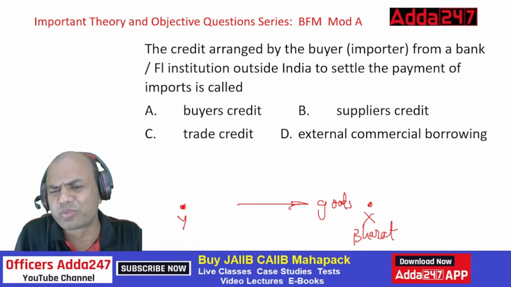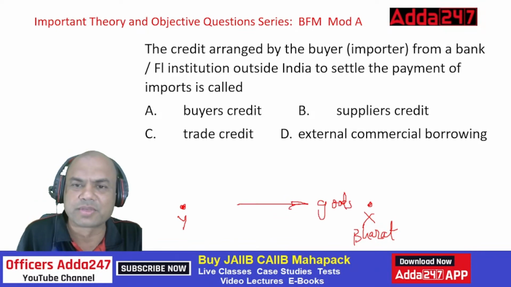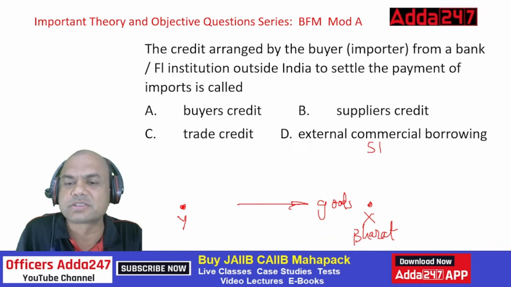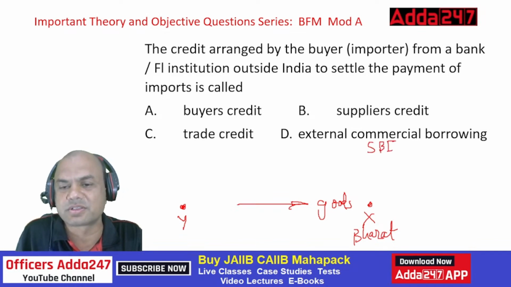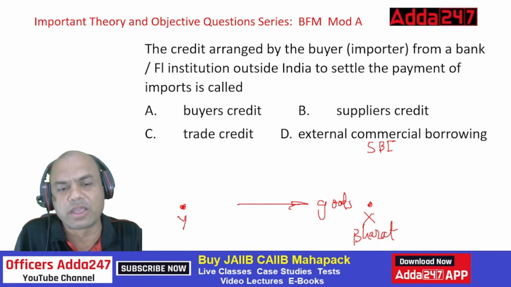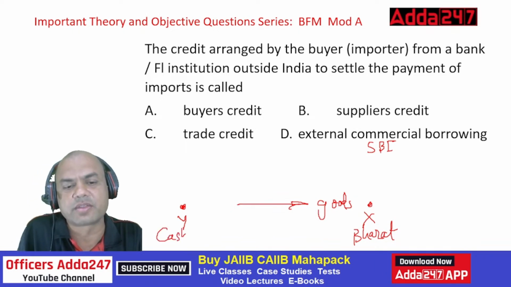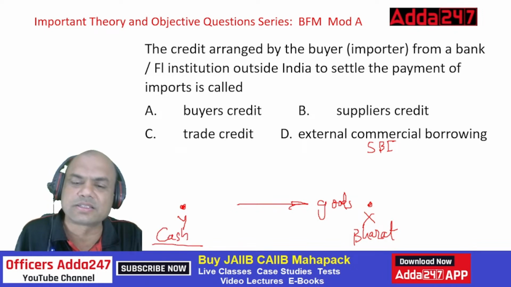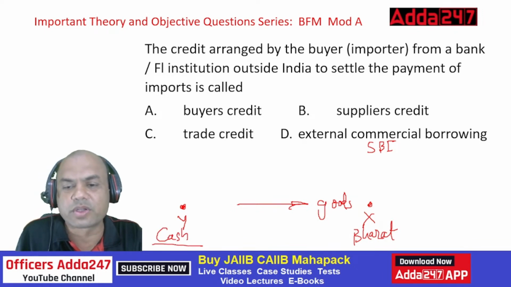Y says, I don't want any 60 days credit. Your bank will pay me after 60 days, I don't wait for 60 days. You give me cash right now. I don't know anything, I want cash. Only then I'll give it. So in that case, what happens? X says, I don't have money. So what does X do?